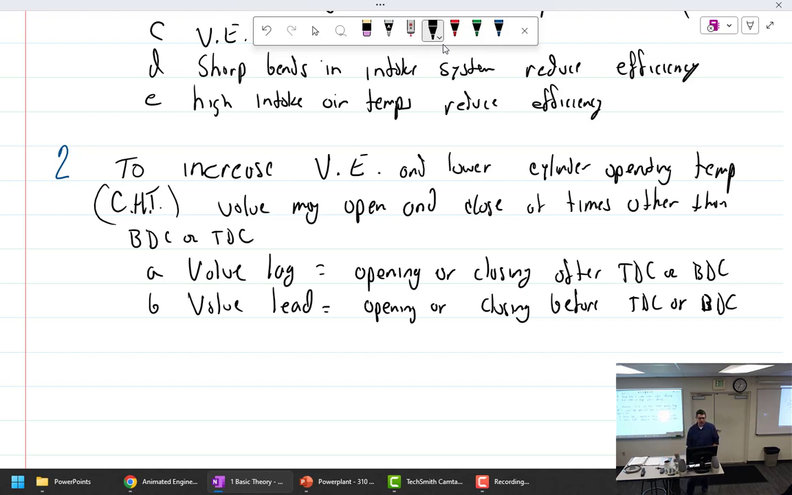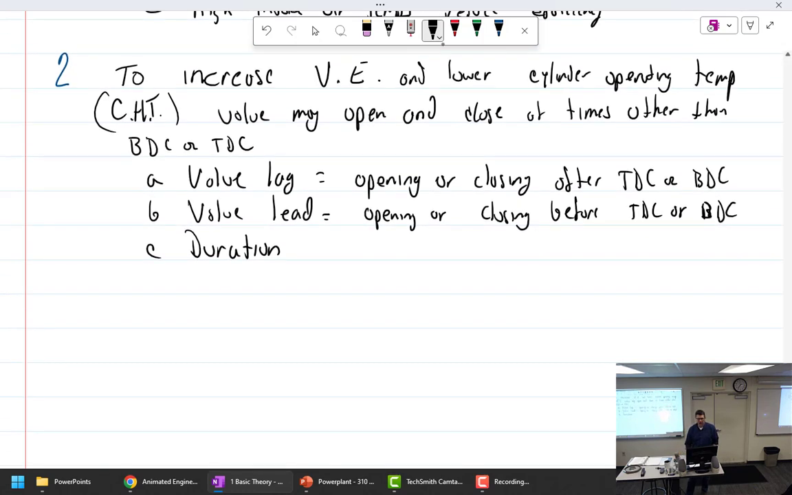But we do use duration. I think there are even some test questions about duration. You have to know what that is, and that is time. The valve is off its seat, or open. The valve closes against the seat. If it's off the seat, then it is open.